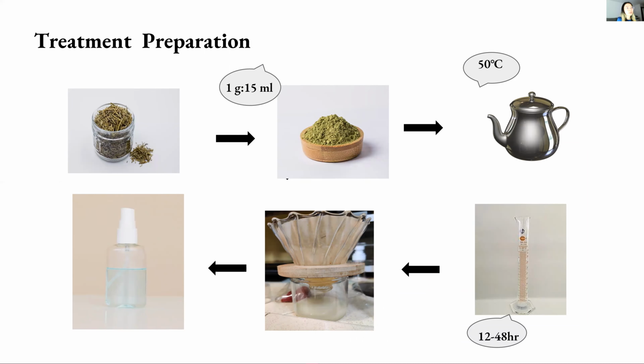To prepare my treatments, I first grind each into powder using a household spice grinder. Then I mix the powder and water heated to 50 degrees Celsius at a 1 gram to 15 milliliter ratio. I used 5 grams of powder and 75 milliliters of water for all of my treatments. Next, I let the mixture sit and brew for 12 to 48 hours before I strain it through a coffee filter, so that the final treatment solution can be added to a clean spray bottle to be used on the strawberries.